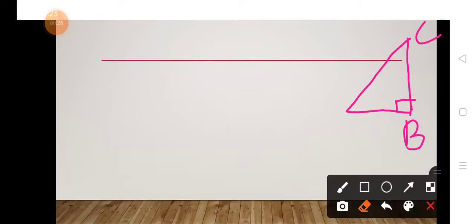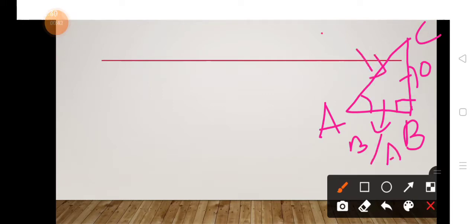This is A, B, C. Now this is our angle. If this is our angle, then this should be opposite, right here, O. Opposite. This is our base or adjacent. And this is our hypotenuse.